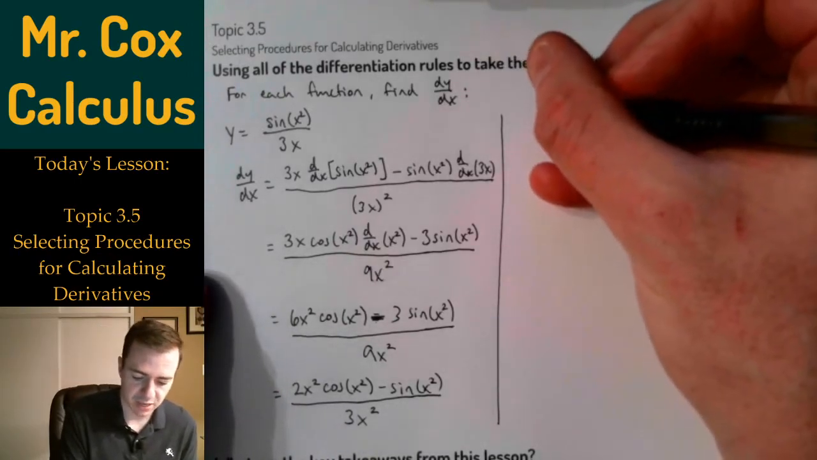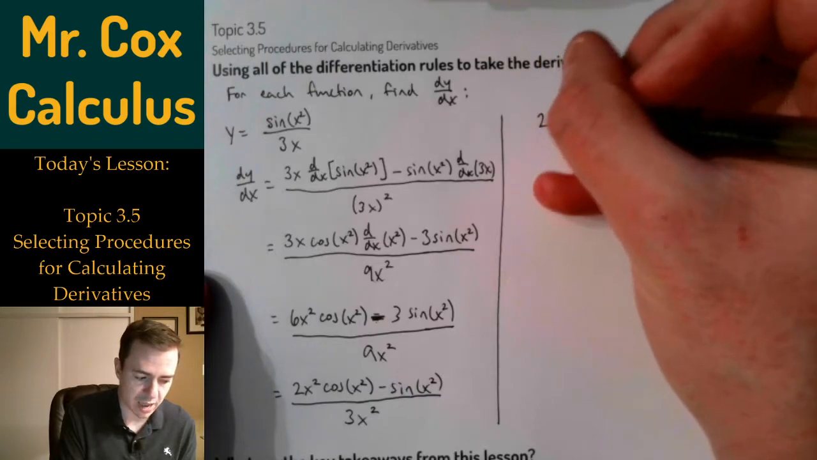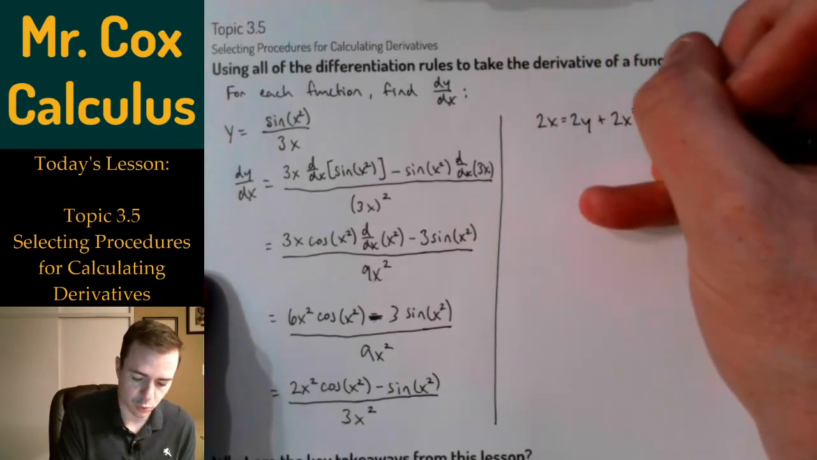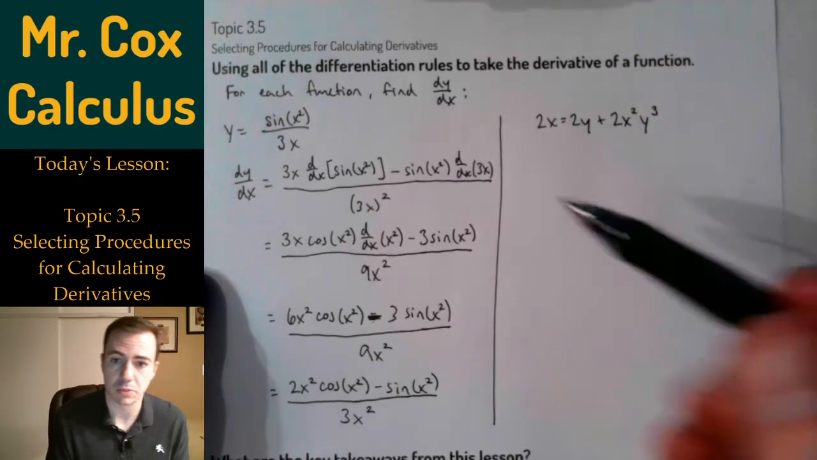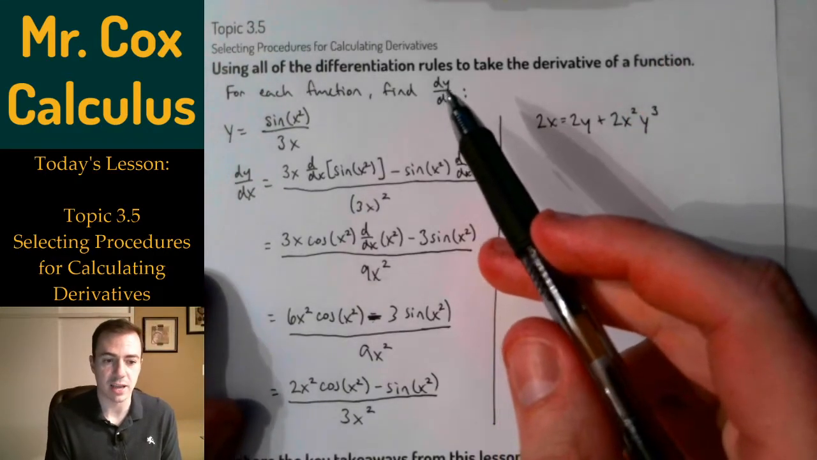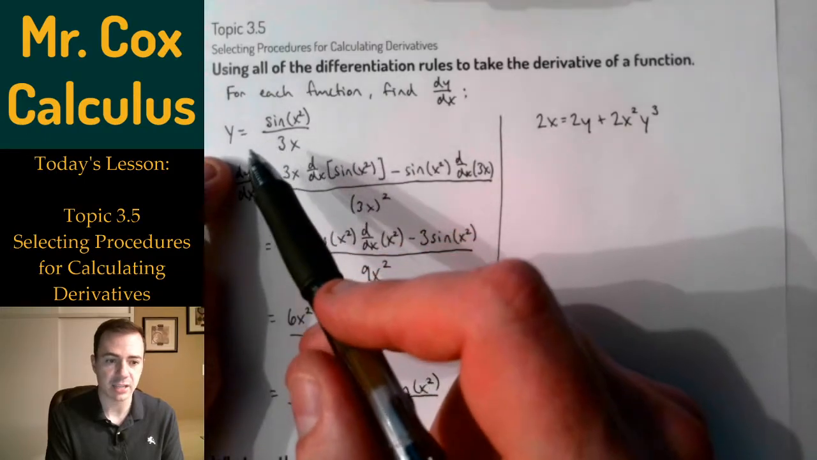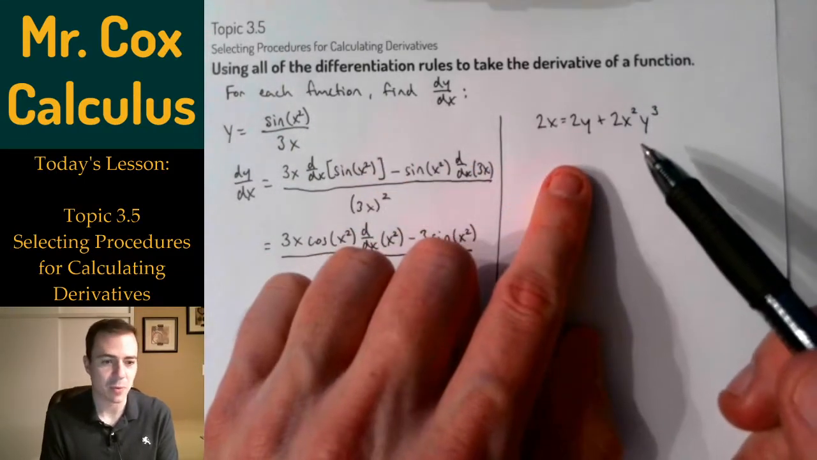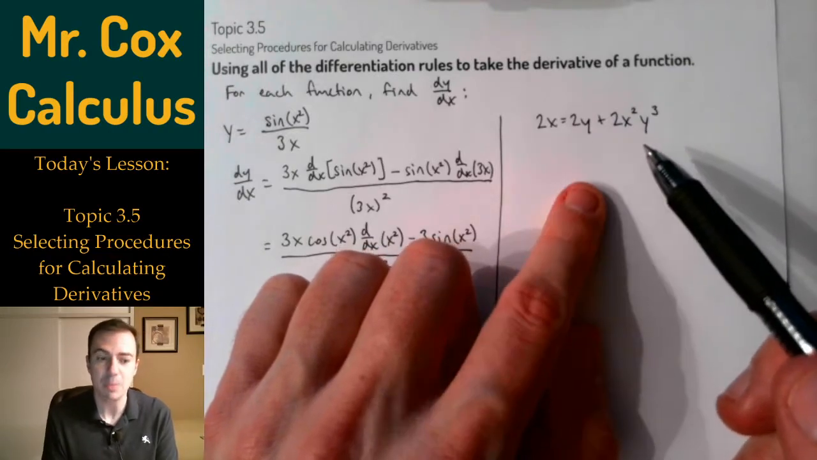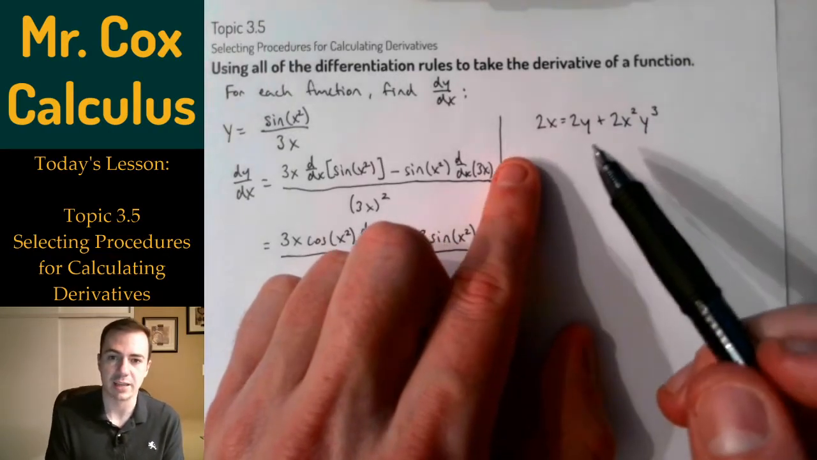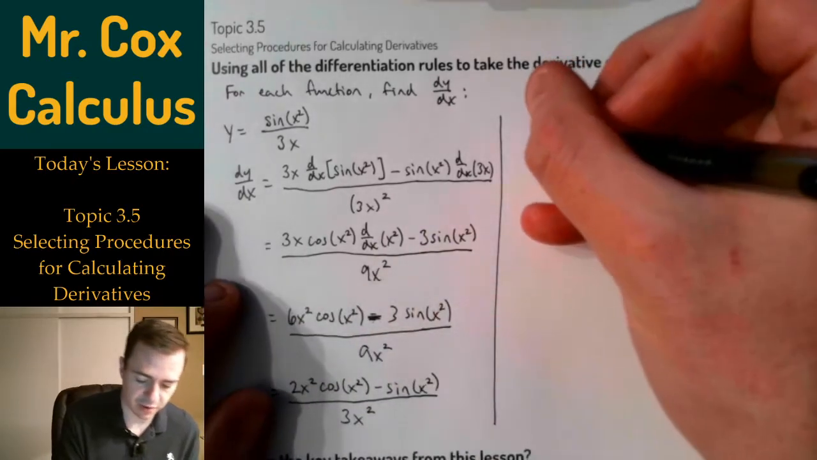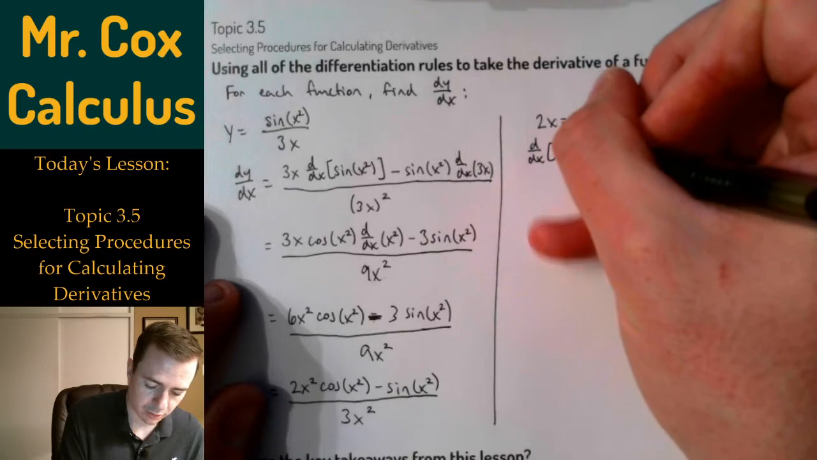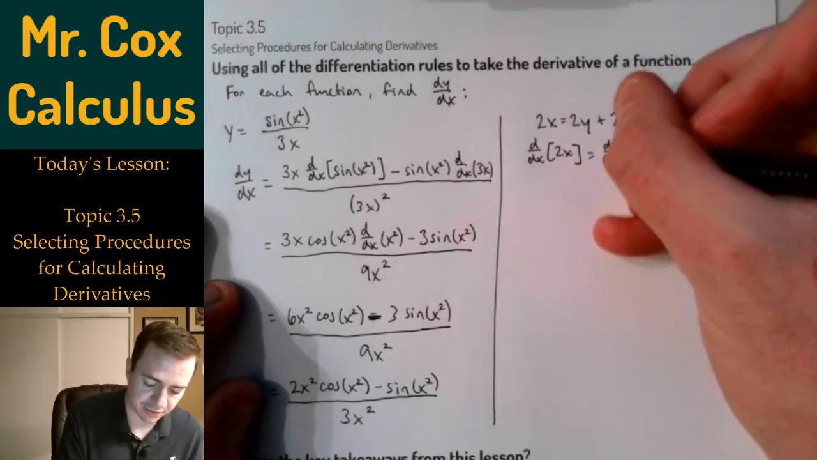Let's take a look at the equation 2x equals 2y plus 2x squared y cubed. And again, I want to find dy dx. Well, this was an explicit... y was stated explicitly as a function of x. This is my way of reminding you, hey, we also know how to implicitly find dy dx. So I can take the derivative with respect to x of both sides. Let's remind ourselves that that's a valid move.